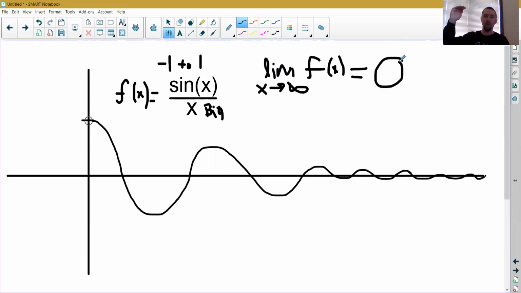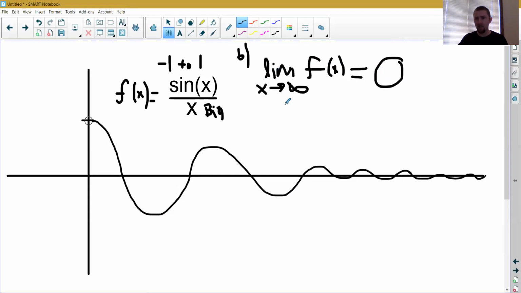Because the top of our fraction isn't changing all that much. It's going -1 to 1, -1 to 1, back and forth like this. But the bottom of the fraction is getting to 100 billion. So anything divided by 100 billion is going to be very, very close to 0. So the limit as x approaches infinity of this function f of x is 0. Okay, and that's part B, which is what we're starting with in number 84.